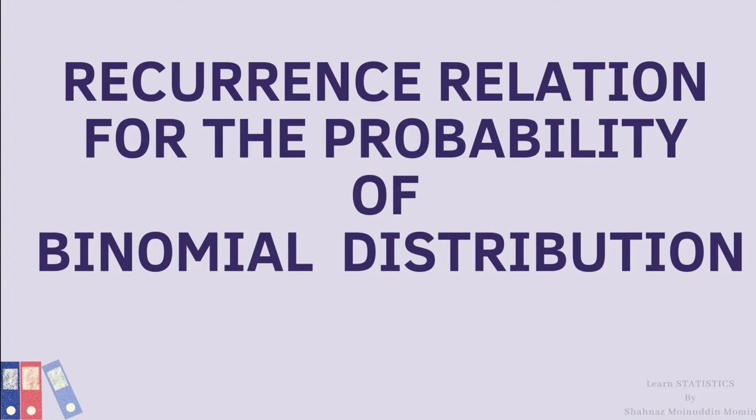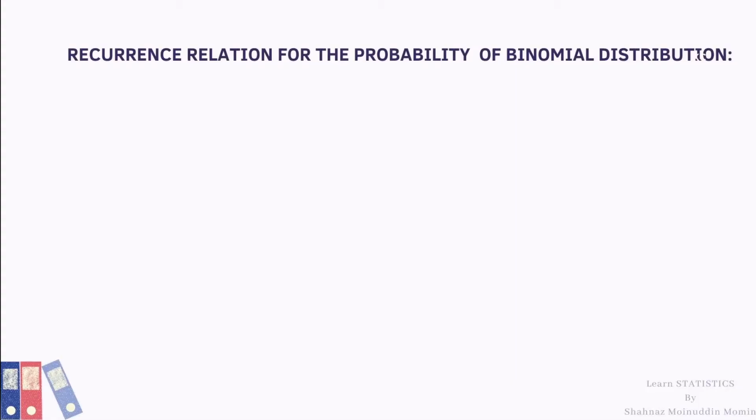We know that the recurrence relations for probabilities are useful to obtain the successive probabilities of the corresponding distribution in quick and easy way without using the probability mass function. Now we shall calculate the recurrence relation for probability of the binomial distribution.